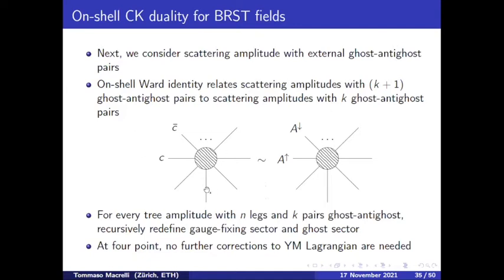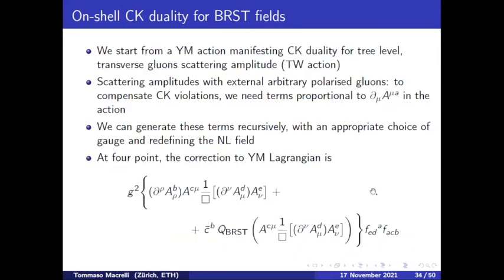And in this way, we can relate, for example, at 4-point, the scattering amplitude with a ghost, anti-ghost pair with a purely bosonic scattering amplitude. And in this way, we can compensate for the violation of color-kinematic duality coming from ghost, anti-ghost pairs. At 4-point, explicitly, we discovered that no corrections of the Yang-Mills Lagrangian are needed. So at 4-point, this is the only contribution we need.